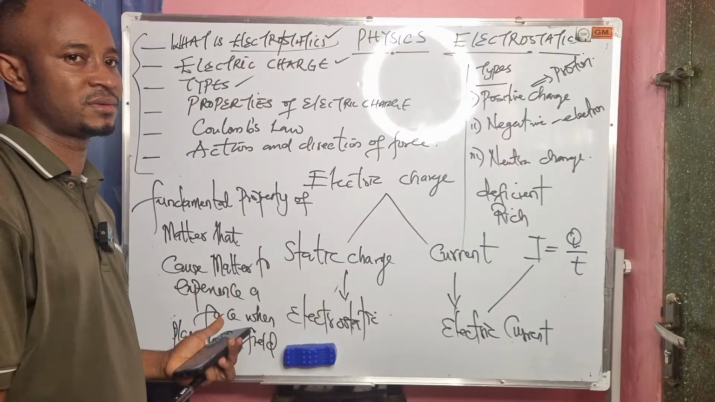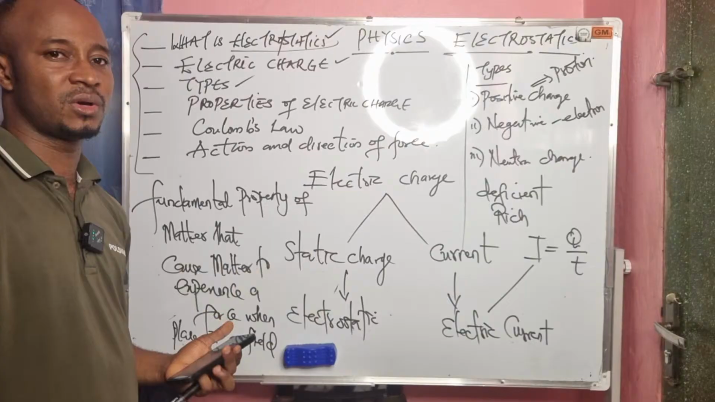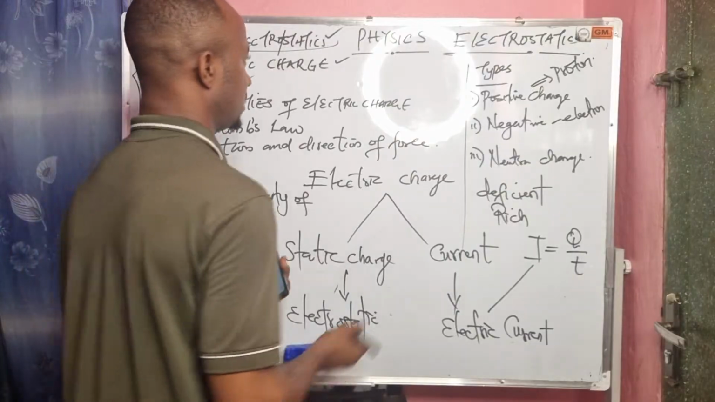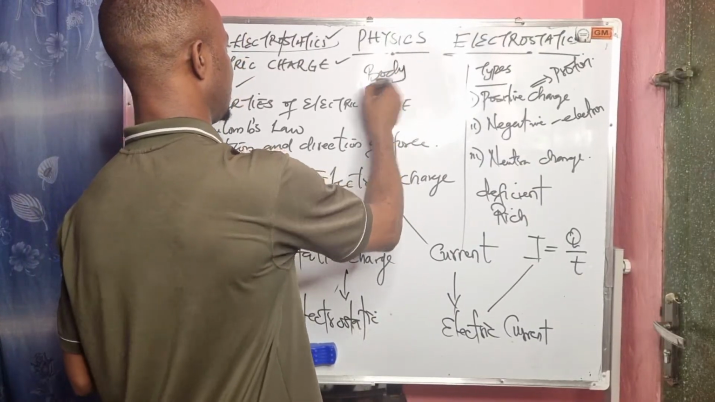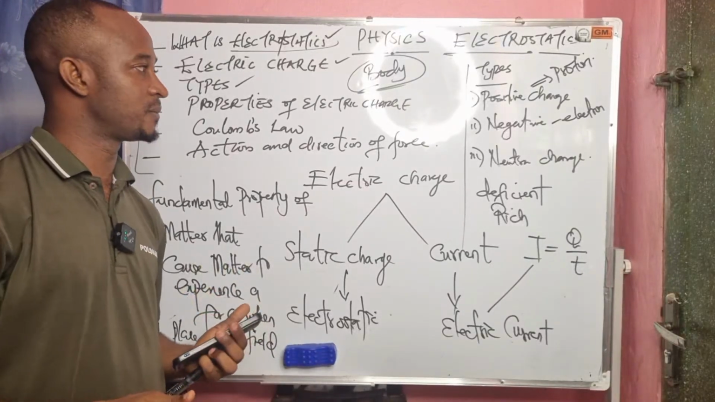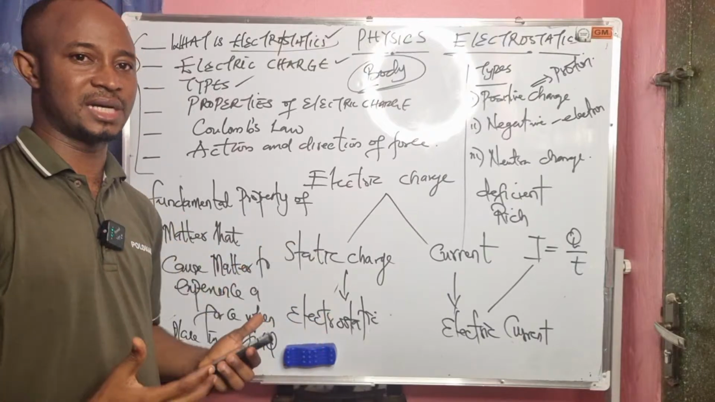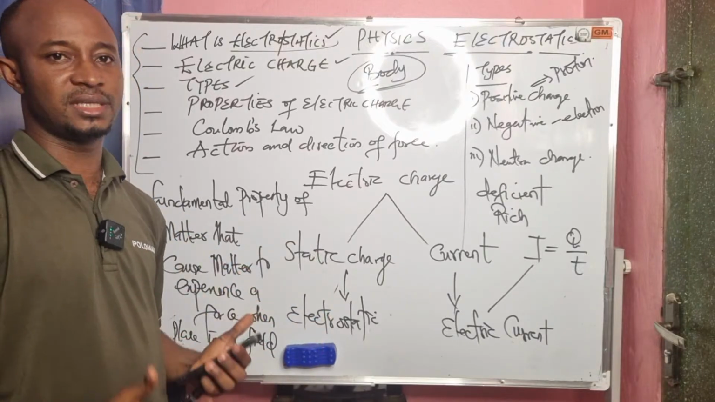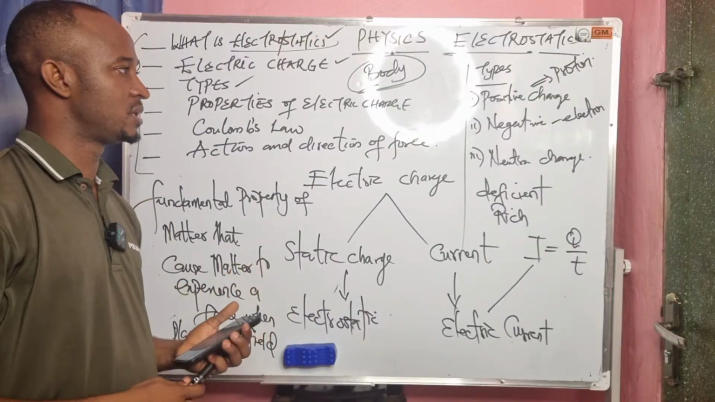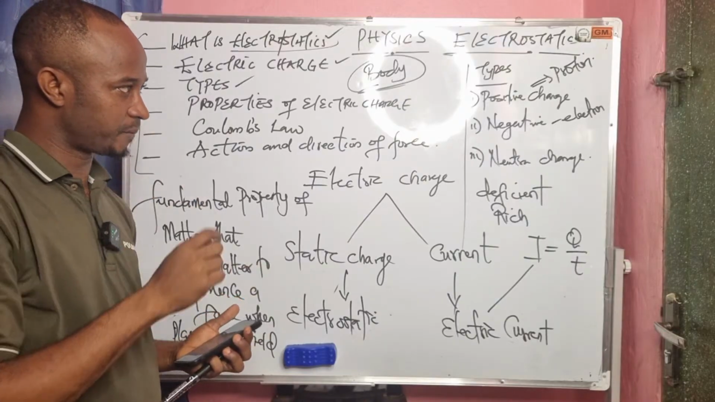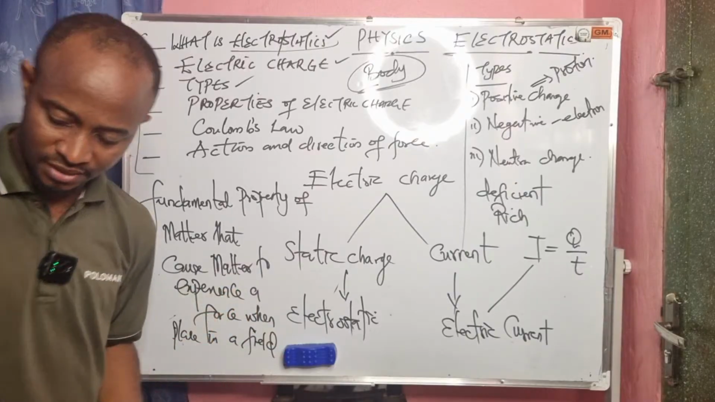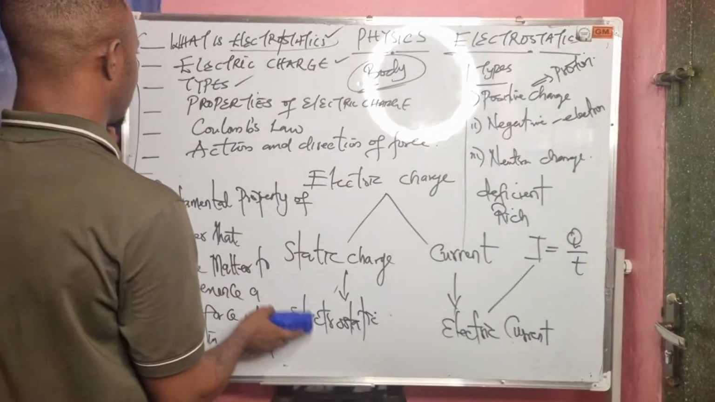Now, there's something else I want us to understand: whenever a body or a material loses an electron, the material becomes positively charged. Any material or object that loses an electron becomes positively charged. Any material that accepts an electron becomes negatively charged. Any material that loses electrons becomes a positive charge, while the ones that accept electrons become a negative charge. Let me give an illustration with what I just said.